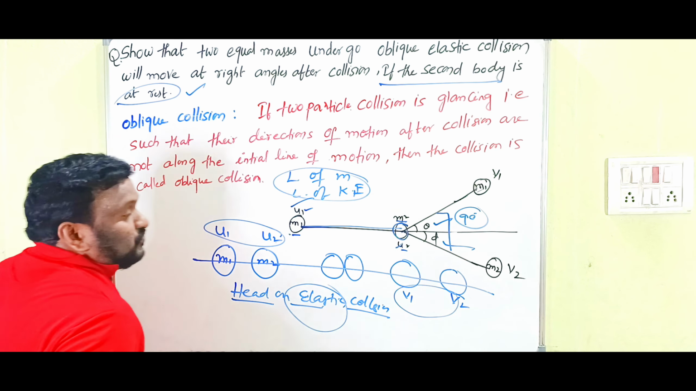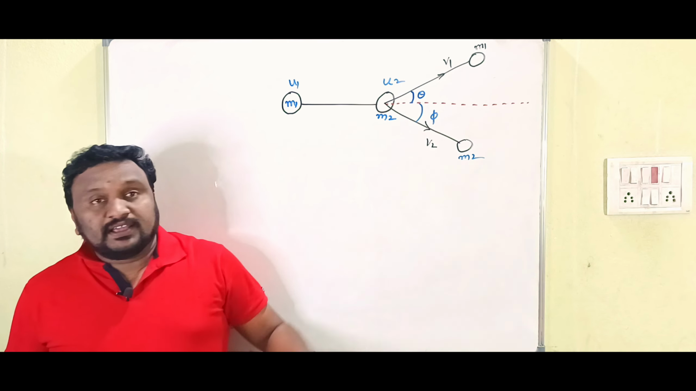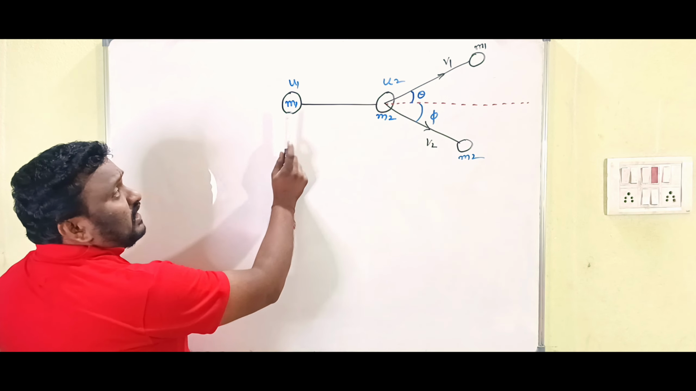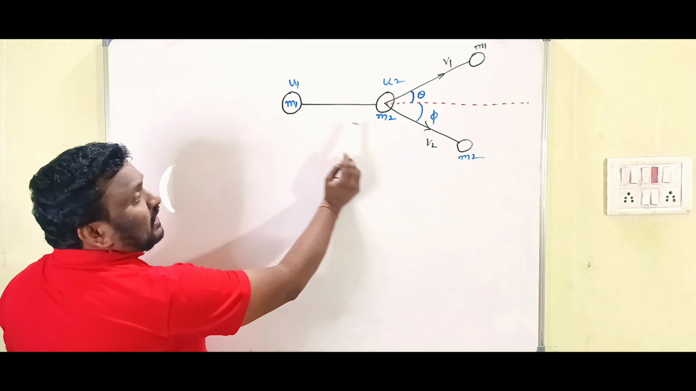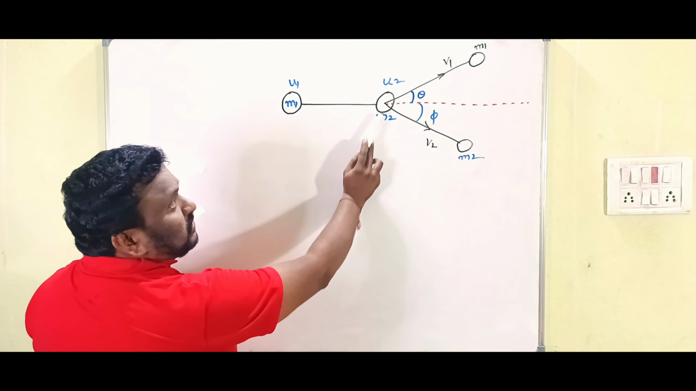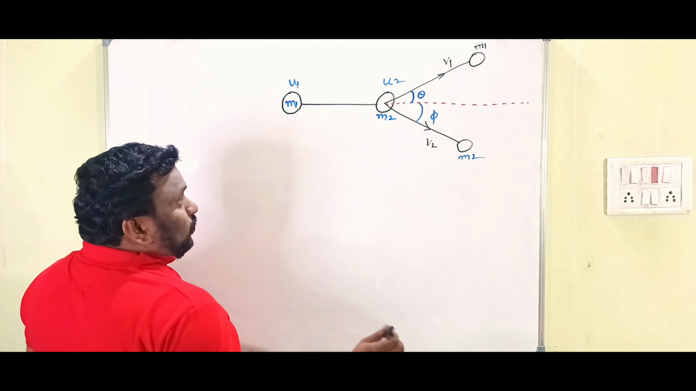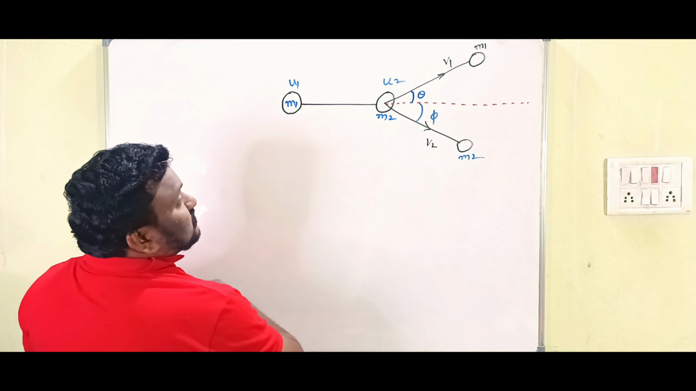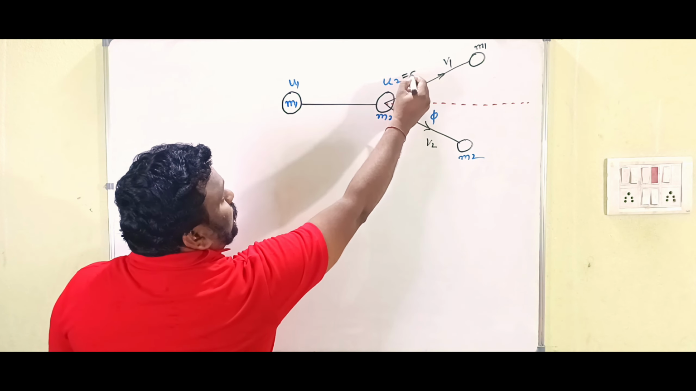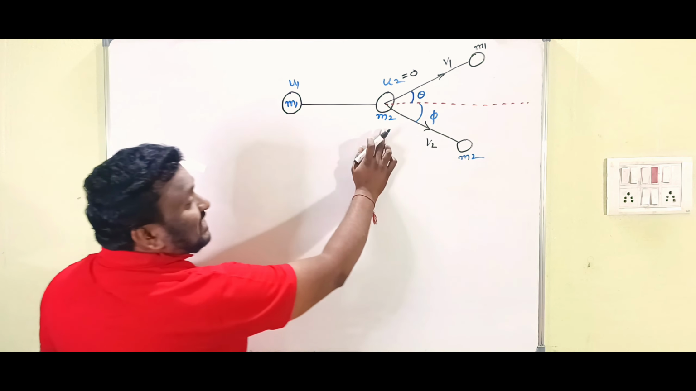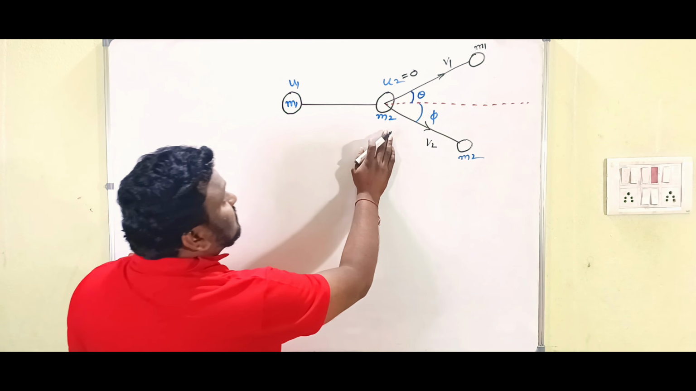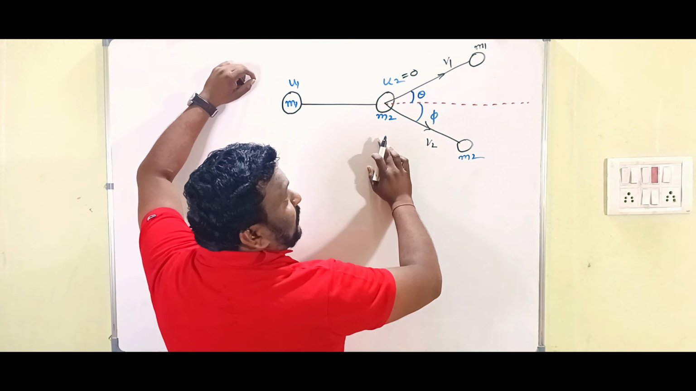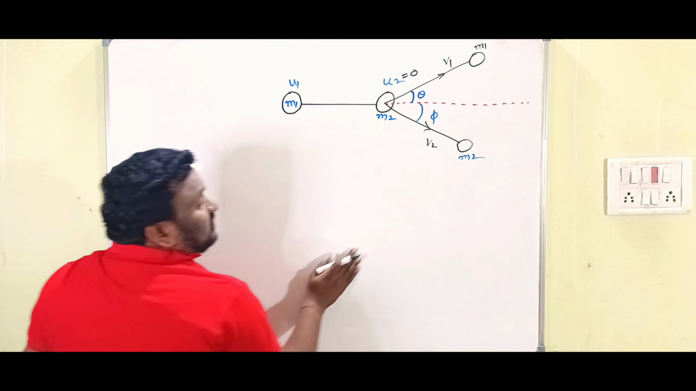Now let's go for the proof. Children, look at this diagram. Here this is the first body of mass m1 moving with velocity u1, and this is the second body moving with velocity u2. Now, what was given is that the second body is initially at rest, so u2 is 0. The first body is in motion and the second body is at rest. After that, the first body collides with the second one, and these two bodies move as shown in the figure.